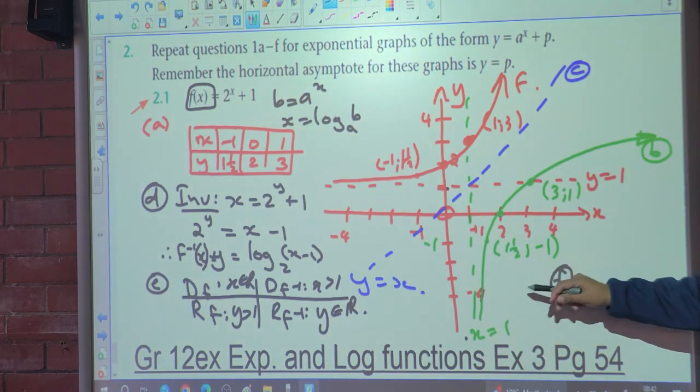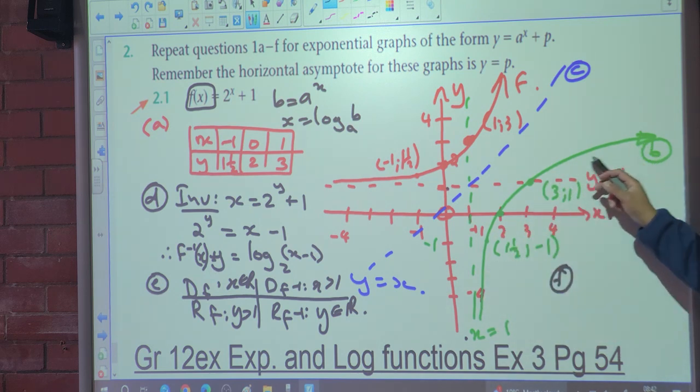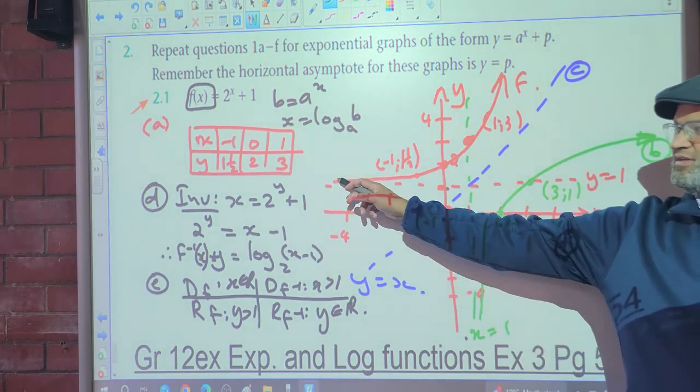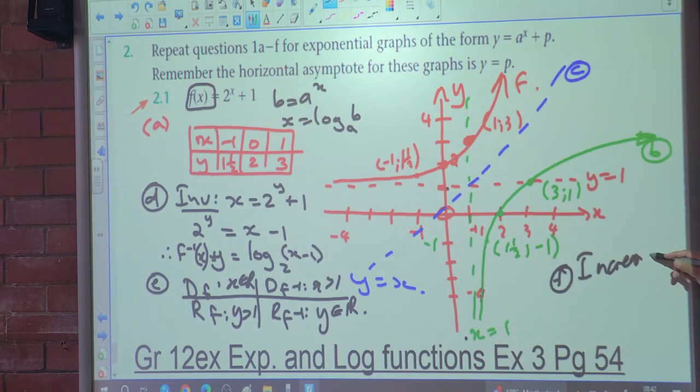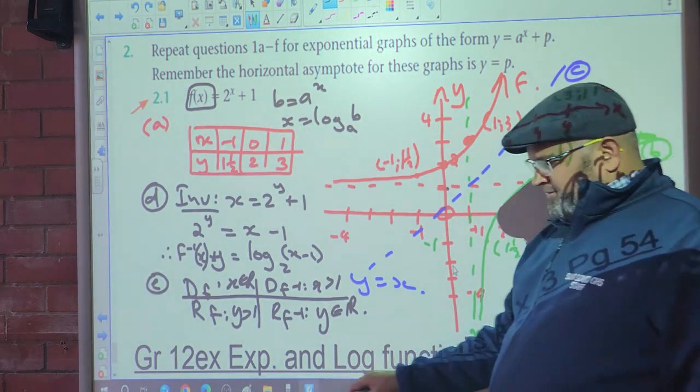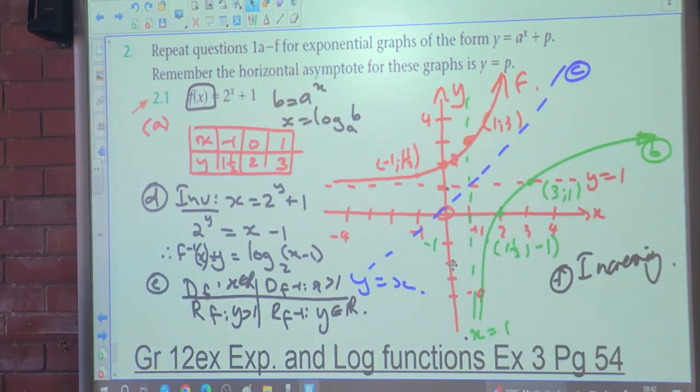Let's look at f. Is this graph increasing or decreasing? And this one here? So both are increasing. Alright, any confusion there? That brings us to the end of exercise 3.